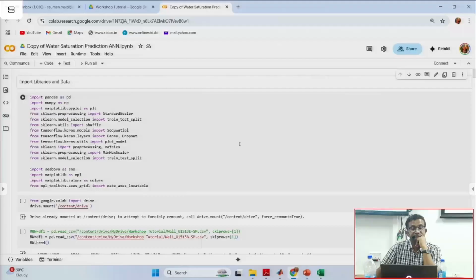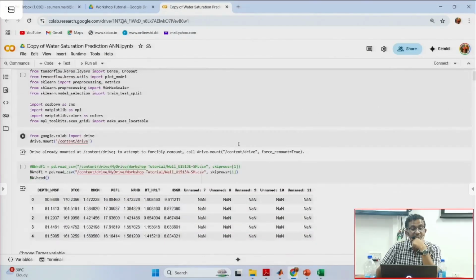So we need to use some of the libraries, pandas, NumPy, and sklearn. And we have some inbuilt, it's already in the package. And for plotting purposes, you can use the matplotlib library.